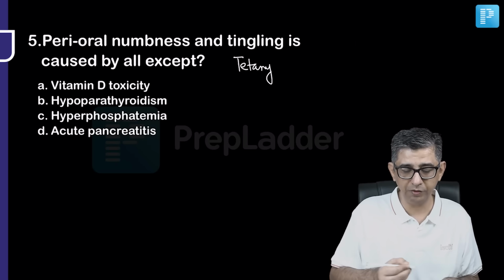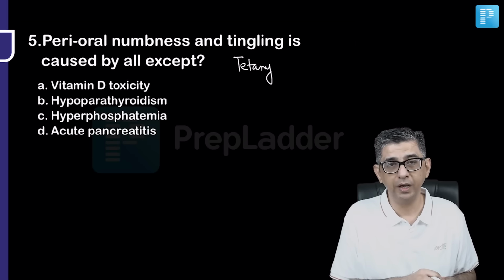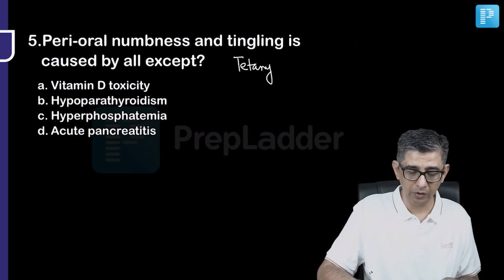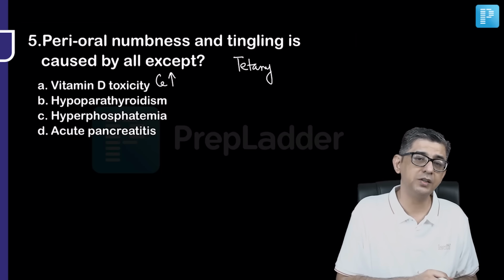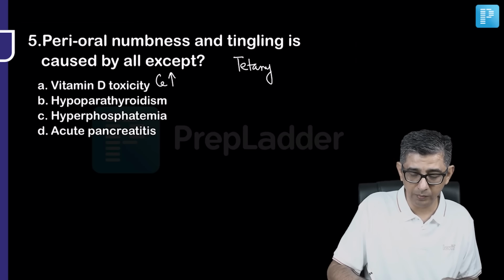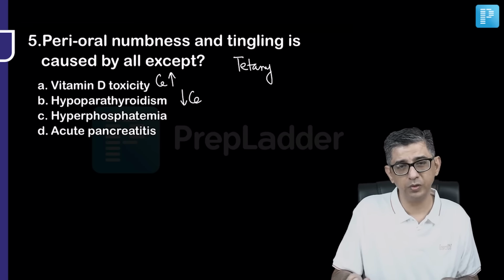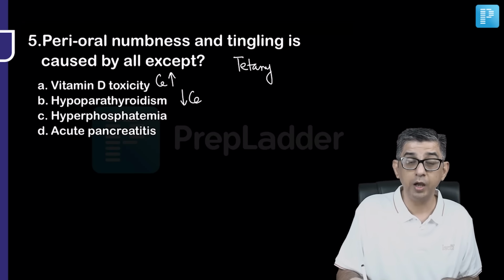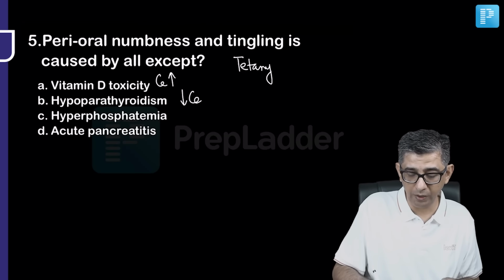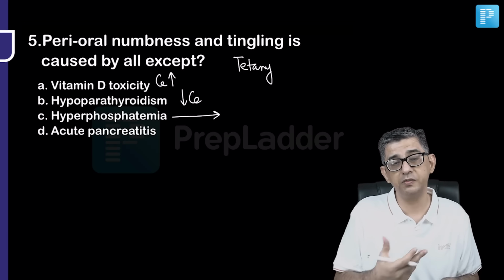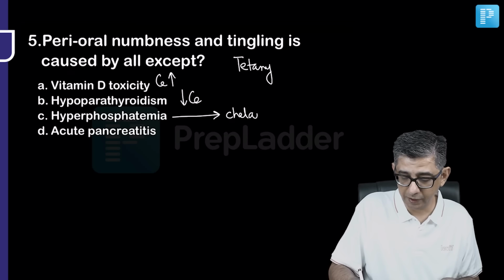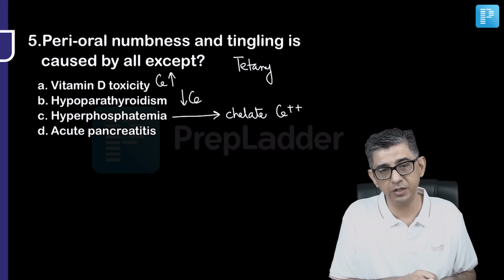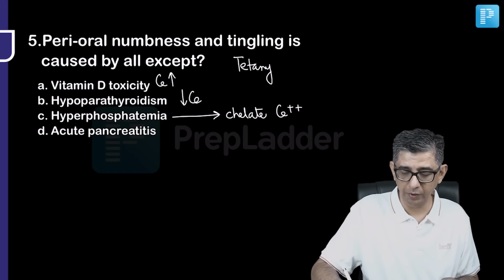In any patient who's suffering from tetany, there would be hypocalcemia. Vitamin D toxicity would have calcium on the higher side. So this looks to be the answer, but let's look at B. Hypoparathyroidism, less PTH, less calcium. So there would be tetany-like manifestations. Hyperphosphatemia. Now, one reason why I can justify hyperphosphatemia contributing to tetany is that this can chelate calcium. It can chelate ionized calcium, Ca2+, and therefore tetany in the patient can be triggered.